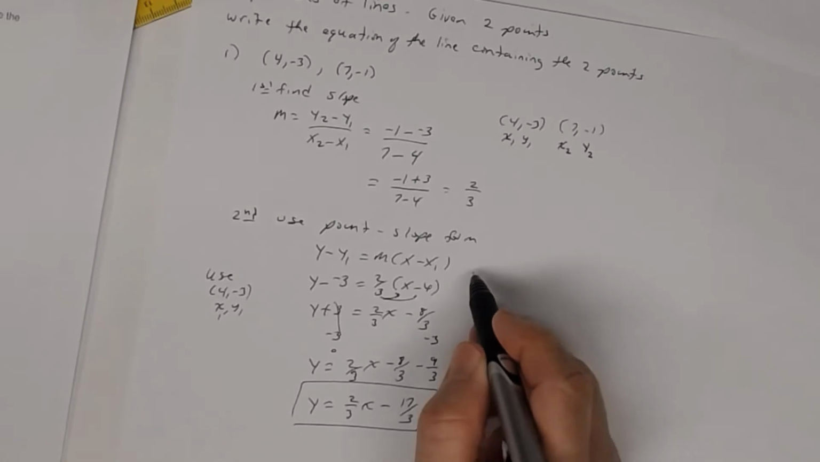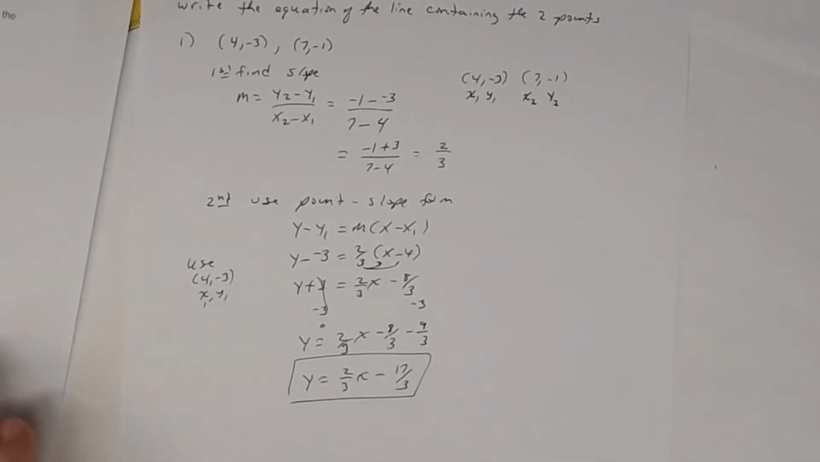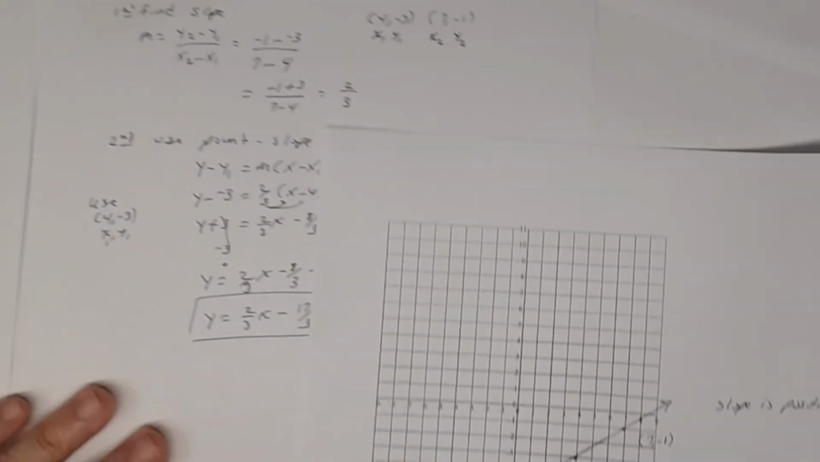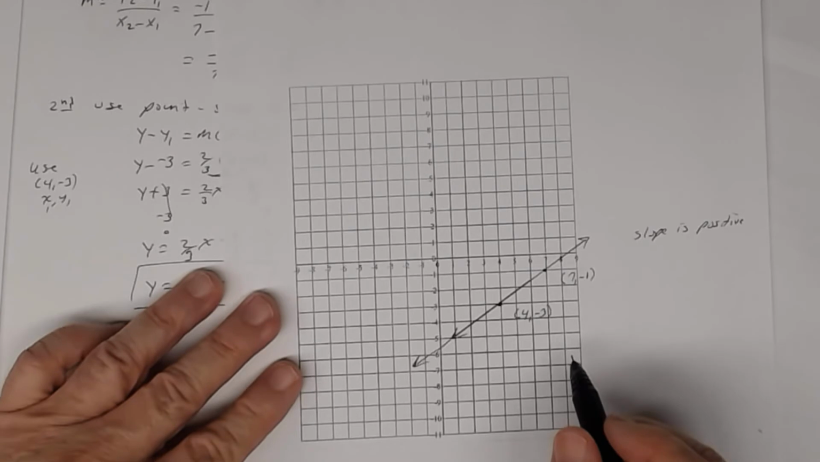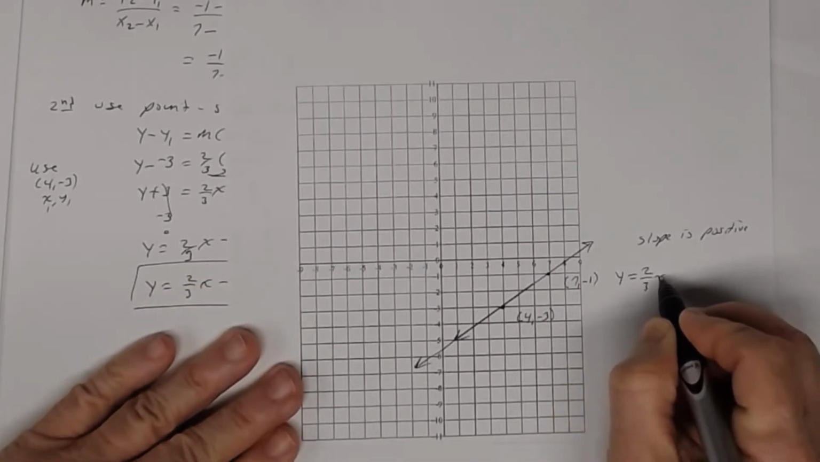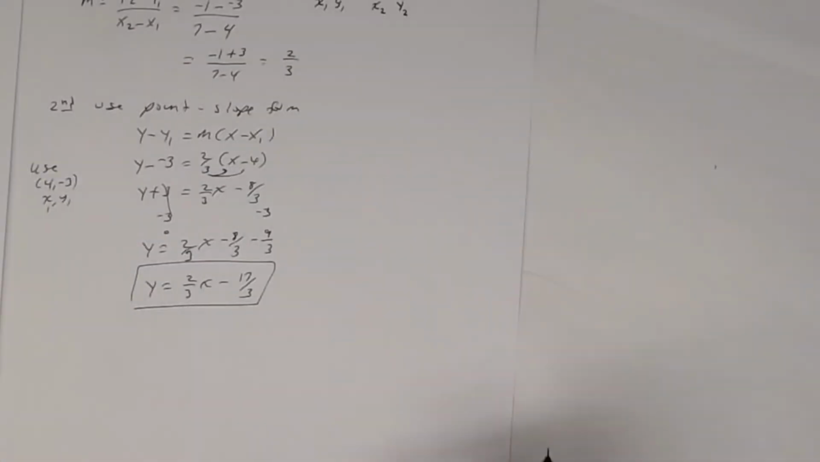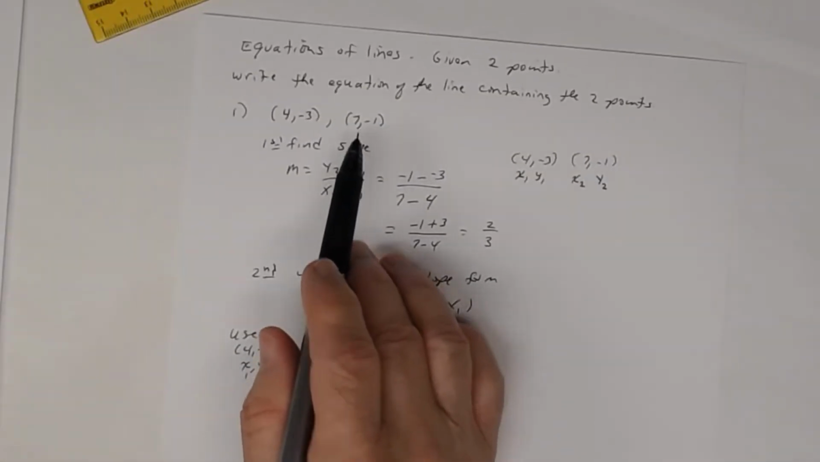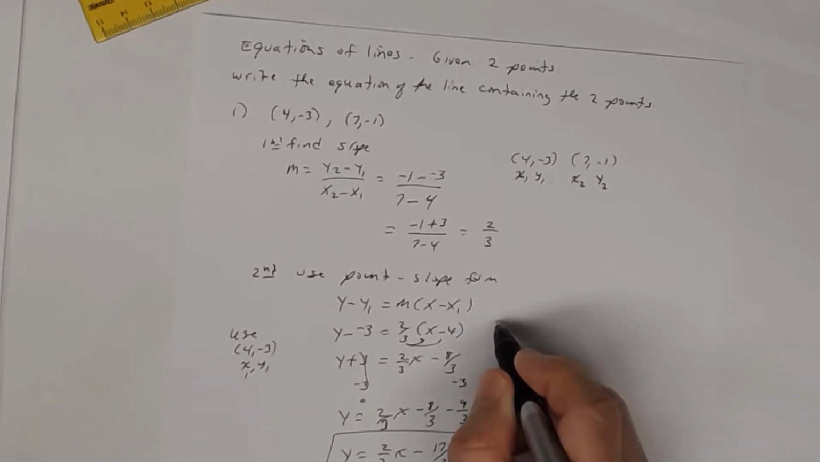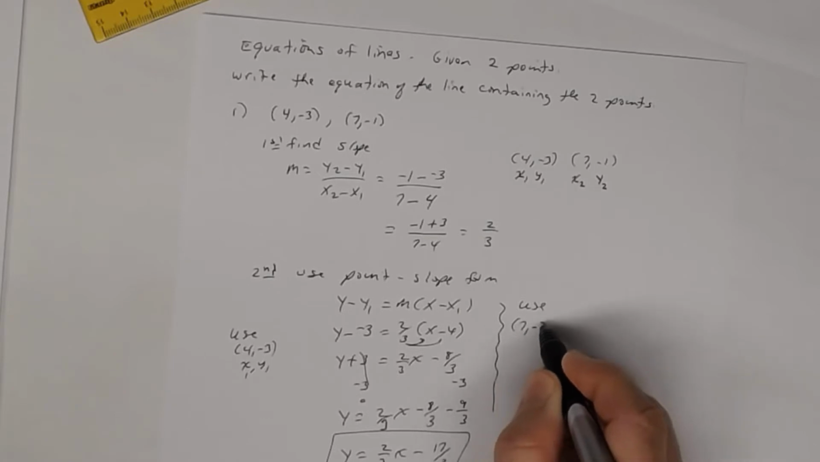Now, I just want to show you real quick. Remember how I used this point and I got the equation of this line in slope-intercept form? So remember we just found that the equation of this line right here is y equals 2/3 x minus 17/3. That's what we just found. Okay? But you could have used the other point. It does not matter which point you use, just to show you. So you could have used the other point instead.